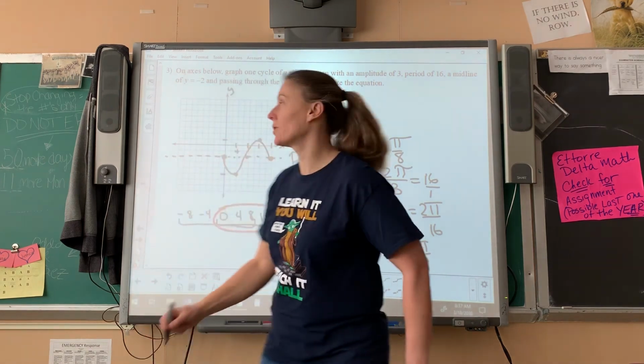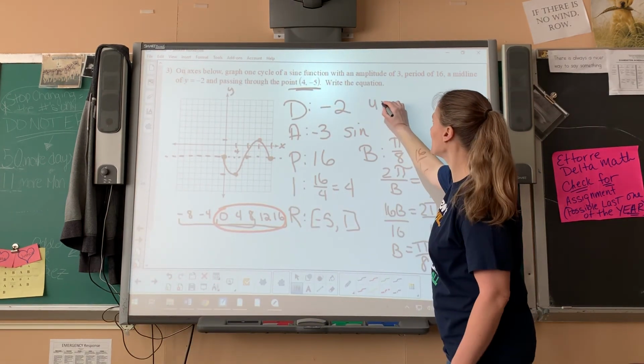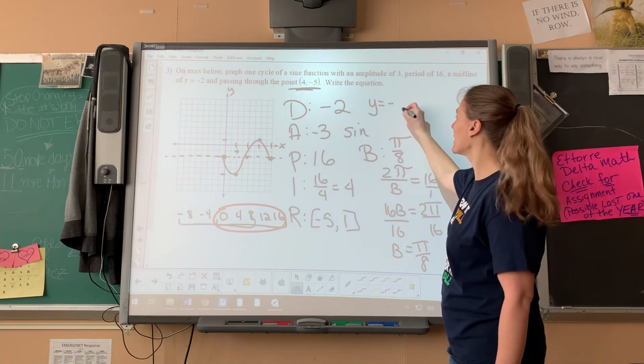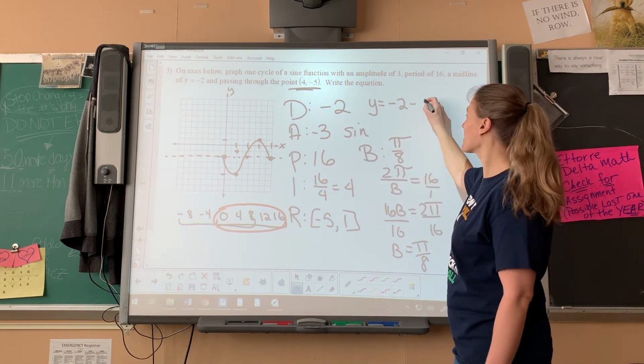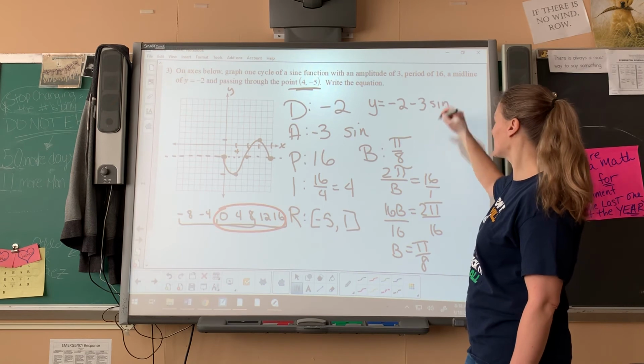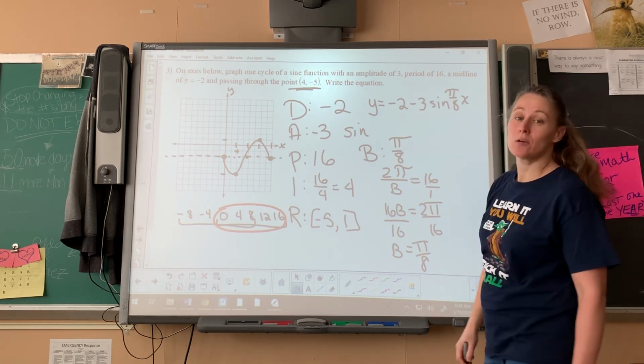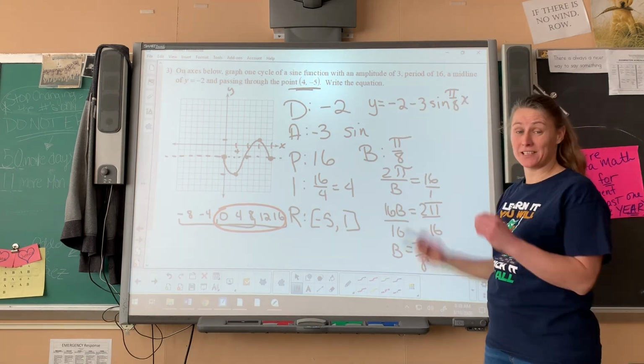Okay, so when we're doing this, the equation is y equals, I can put d first if we want. Remember, we can do this. y = -2 - 3 sine(pi over 8 x). So please include a y and an x in your equation.